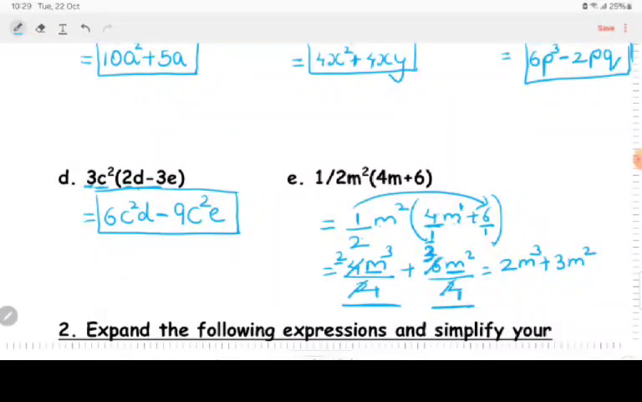3m square. Now, since there is an addition sign in the middle, the degree will come into consideration. You cannot add a variable which has a degree of 3 and a variable which has a degree of 2. So it remains as it is. It does not get added. And that's your answer for this.